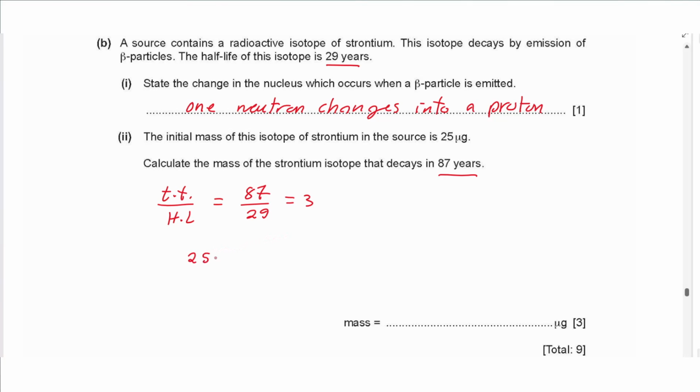The initial mass was 25. Dividing that by 2, it's 12.5. That's the first half-life. Second half-life, we divide by 2 again. We get 6.25. Third half-life, we divide by 2 again.